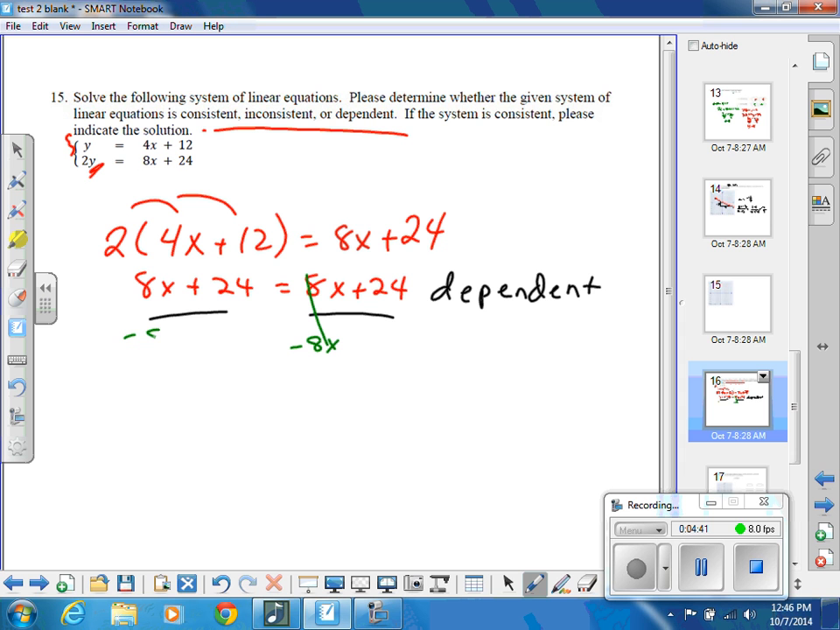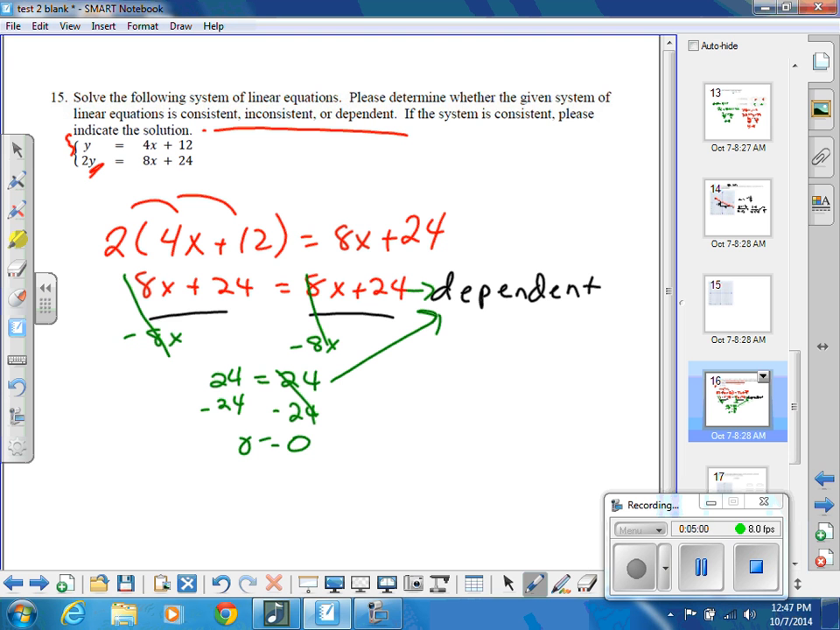Boop, boop. Uh-oh. They cancel. So I get 24 is equal to 24. Maybe now you see it's dependent. That's another way to get the same thing on either side. Let's say you still don't. You go minus 24, and you get 0 equals 0.